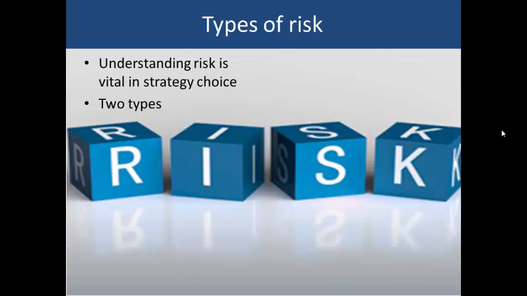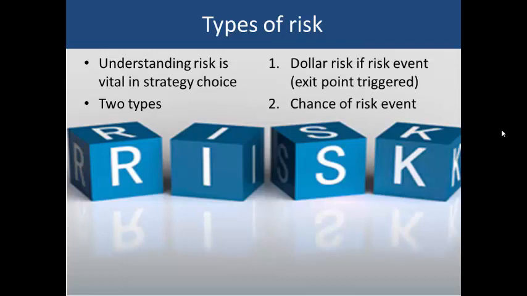Now, just to take a step back and look at the different types of risk we consider. And really, we're trading two types of risk. There's the dollar risk if we sustain a risk event, i.e. the exit point is triggered. The second type of risk consideration is the chance of that risk event being triggered. In some strategies, the chance of that risk event being triggered is quite high, and hence you get rewarded for it by a greater potential return. In others, the chance of a risk event is relatively low. Now, for that, of course, we don't get the same reward and possibly even sustain a high dollar risk.